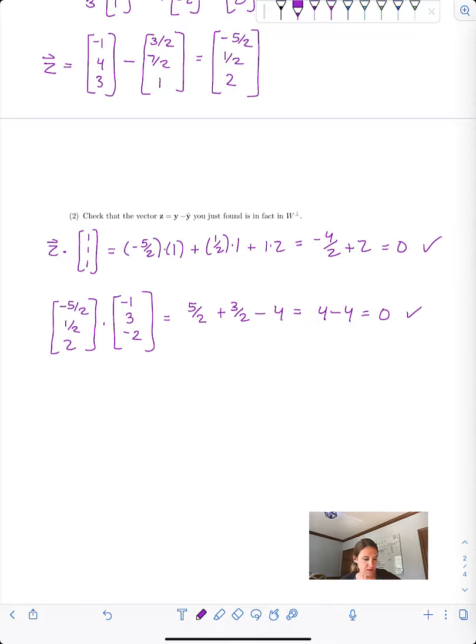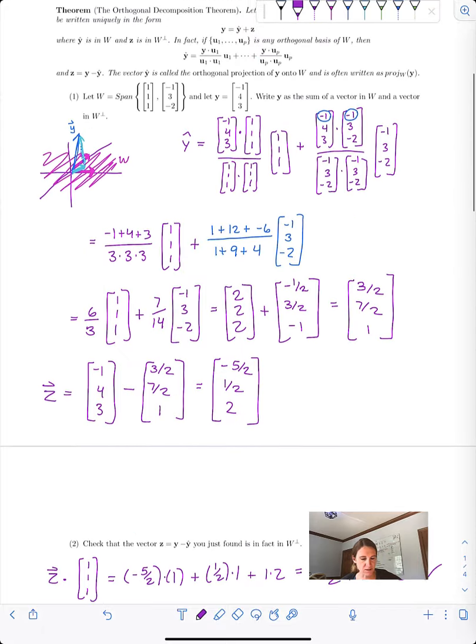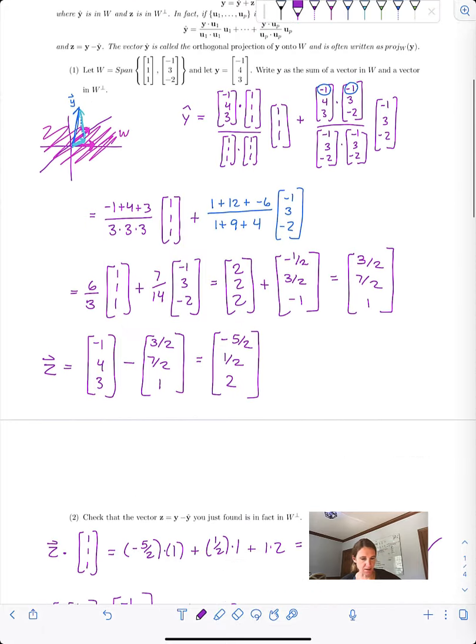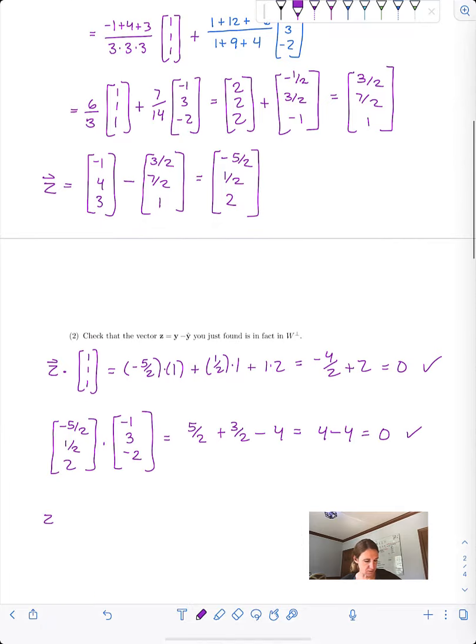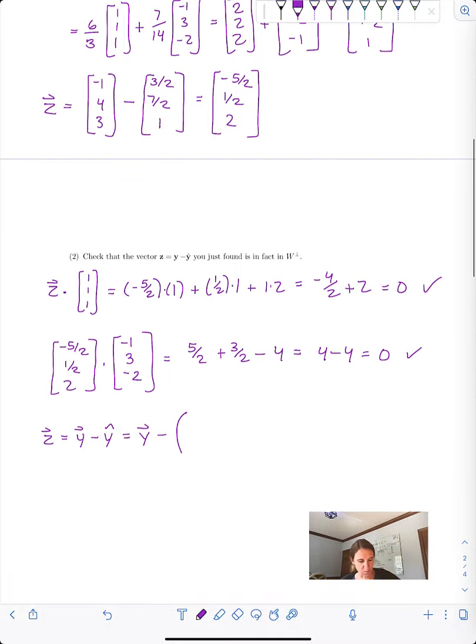And if you want to test it in general, you take this difference, z equals y minus y hat, and you plug in that formula, y dot u1 over u1 dot u1 times u1, and you will see that if you take that and dot it with any one of these vectors, you wind up getting 0.